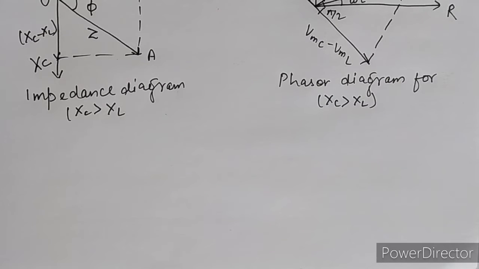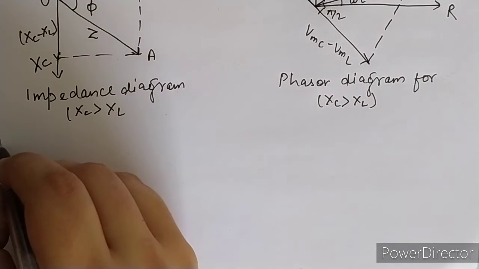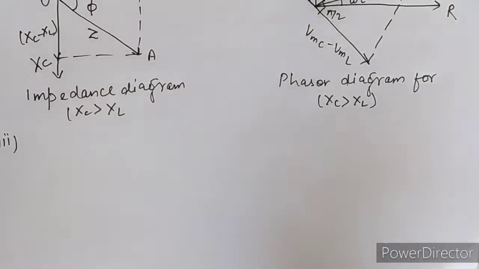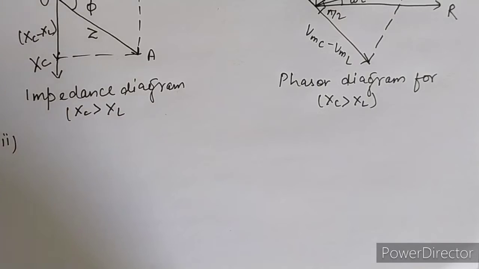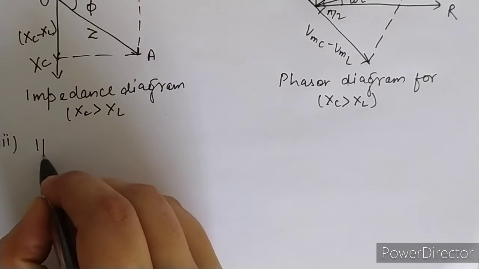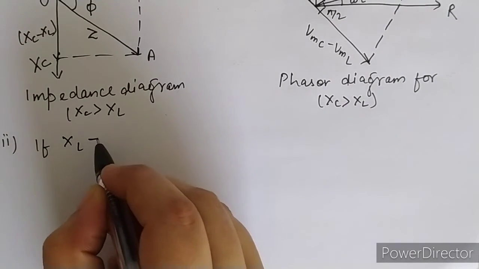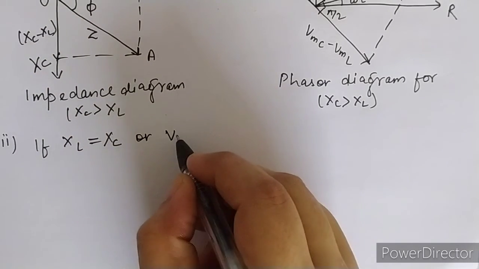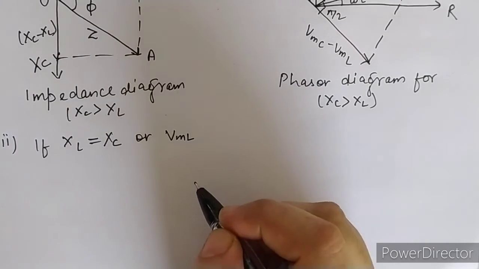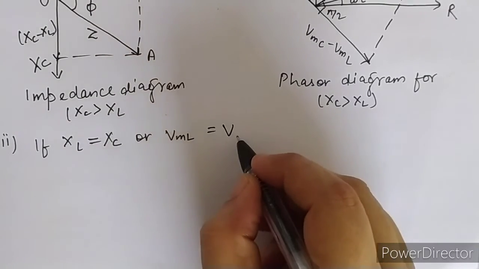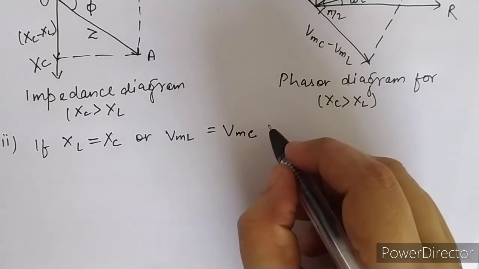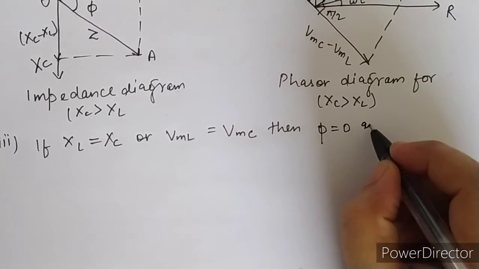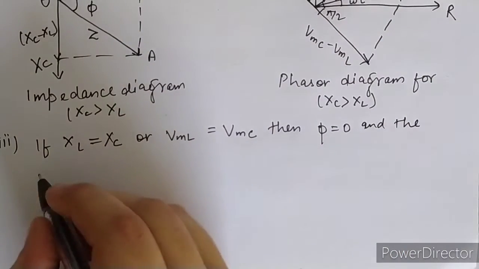Now moving towards the third condition, which I have also given you for your homework, and the third one is the easiest condition. It was a conceptual condition. So in the third condition, if XL equals XC, or we can say the peak value of potential in the inductor is equal to the peak value of potential in the capacitor, then there is no phase difference, phi is equal to 0.